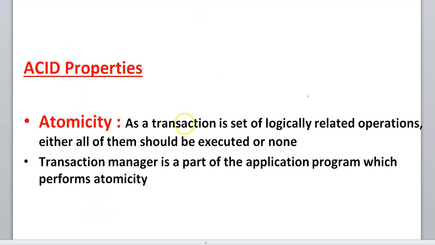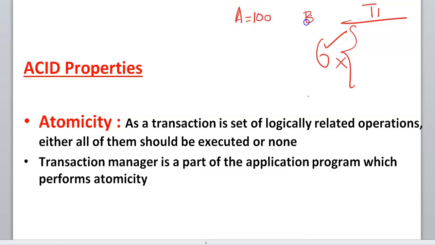In atomicity, it says that in a transaction, if there is a particular transaction T1, say there are 6 operations in this transaction, either all the 6 operations should be performed or none of the operations should be performed. Consider there are 2 data items A and B. We'll get back to our initial example: B has rupees 50 and A has to transfer rupees 50 to B. After transferring, A will be left with 50 and B will have 100.